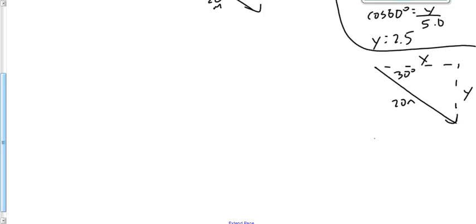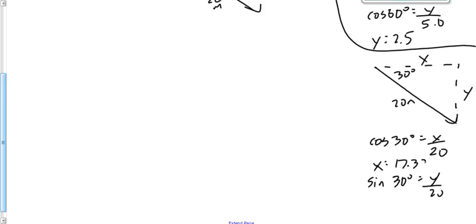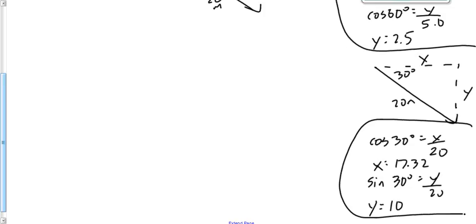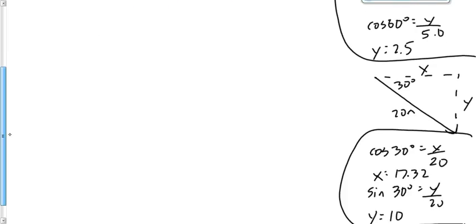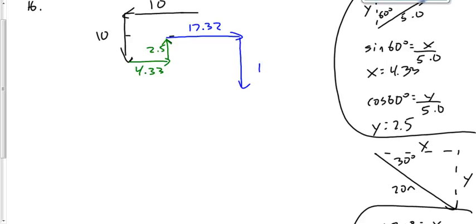X is the adjacent side this time. Adjacent over hypotenuse. And y is the opposite side. Square those off to the side. Now let's replace this 20 meters with 17.32 to the right. And what was it, 10 down? Yeah. Not drawn to scale very well, but that's okay. Resultant will go from start to finish. X's to Y's.